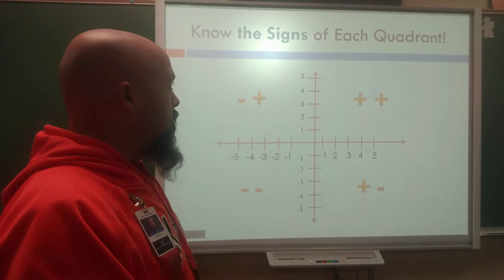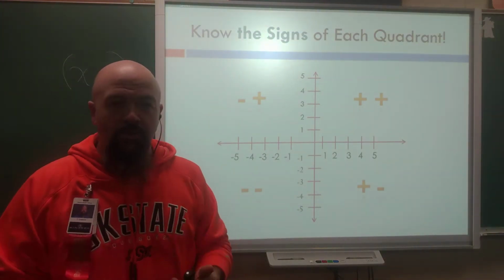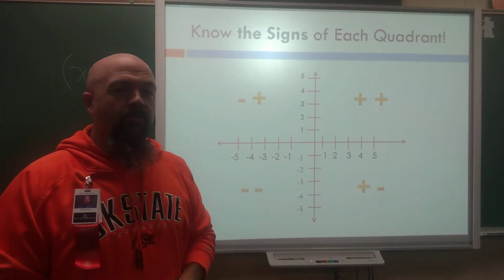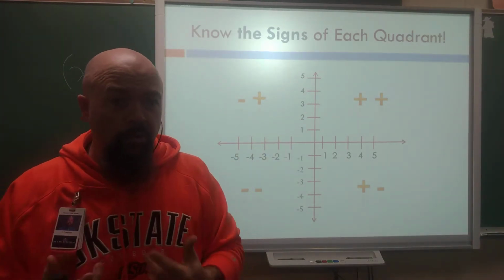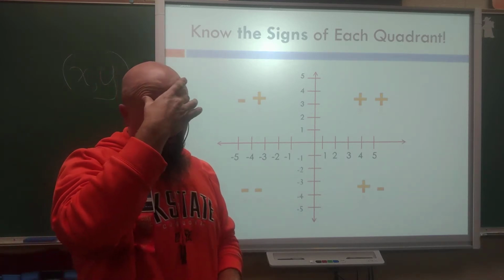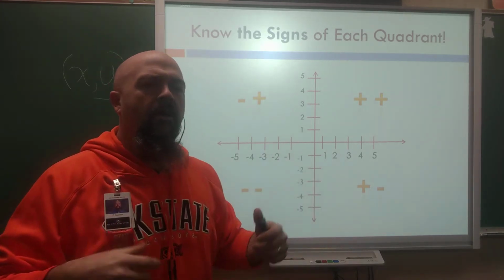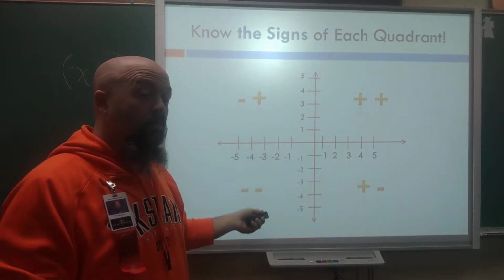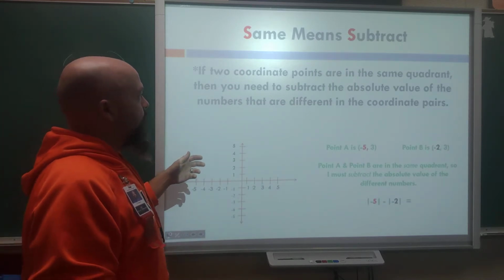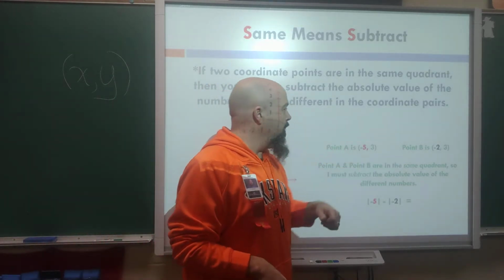Now, most important, I have brought this up over and over again, and it still holds true. You need to know your signs for each quadrant. This comes in super handy with this process because knowing your signs helps you better understand what quadrant a point is in, which works out for this process. Now, if you are looking at 2 points, for example, here we have point A and point B.